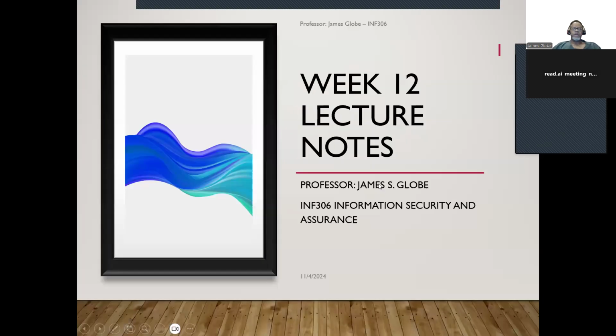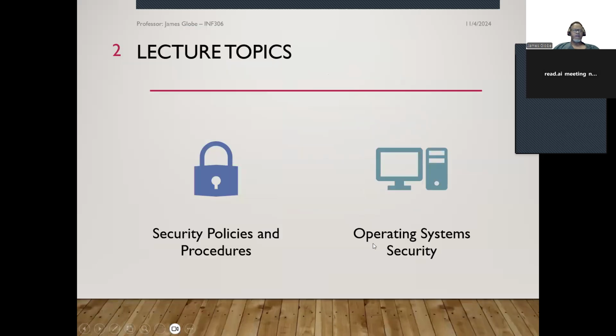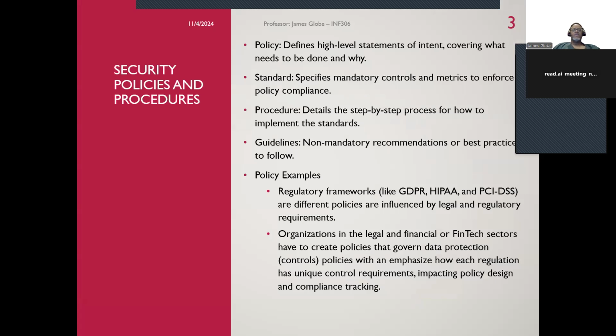Okay, we're in week 12, information security and assurance. Our topics today are security policy and procedures and operating system security. Let's jump into it. So, in security policies and procedures, policies define high-level statements of intent covering what needs to be done and why. This usually applies organization-wide, to include all divisions, all departments.